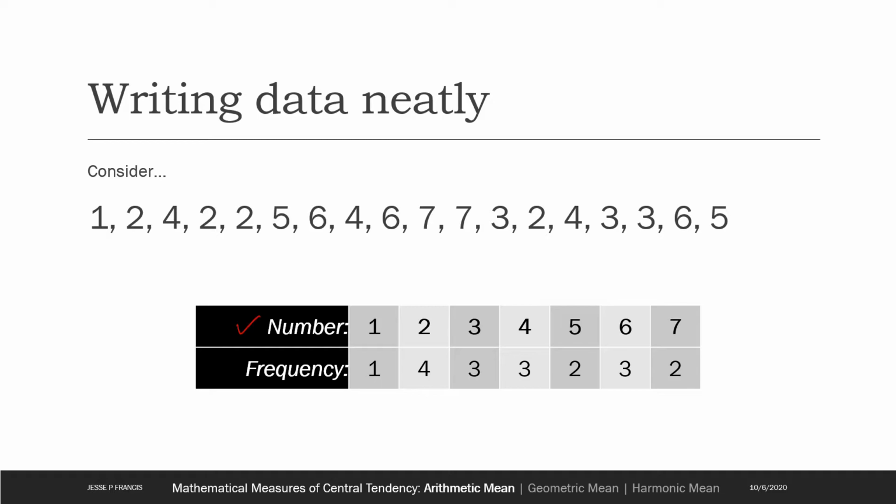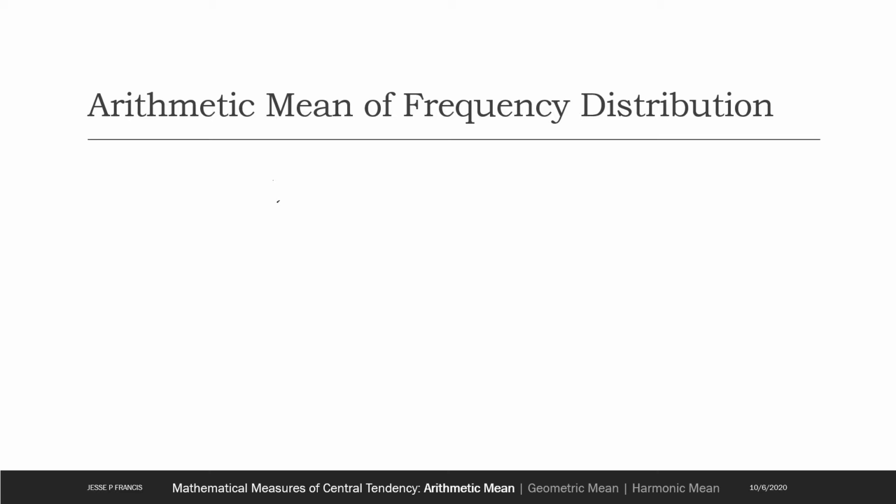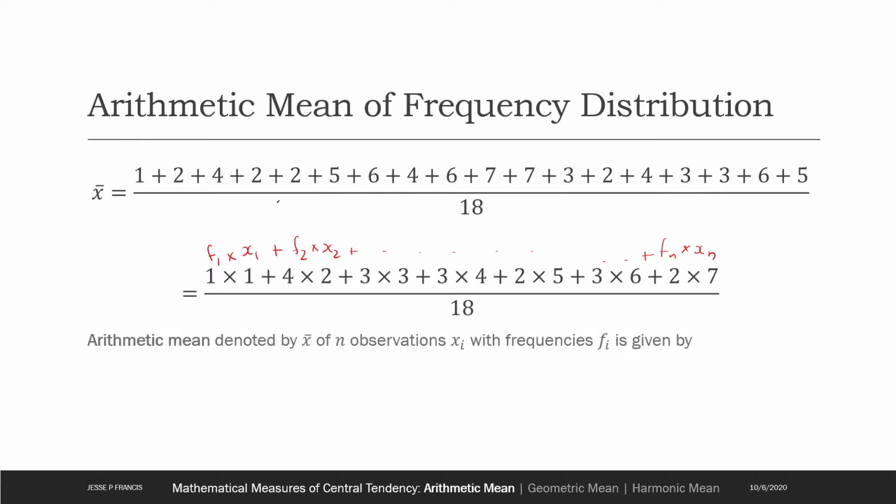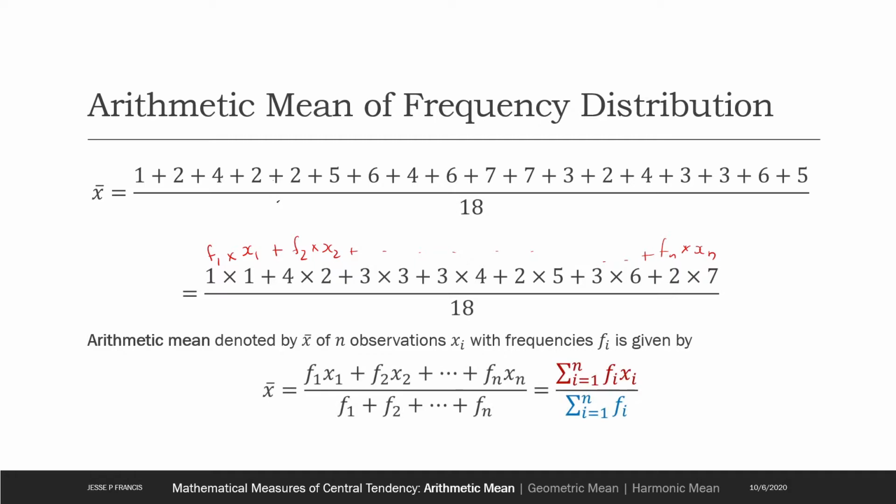Now, when the distribution is given in a frequency table, we need some modification to our arithmetic mean formula. Earlier, we observed that this entire equation can be rewritten as frequency of a number into that number plus frequency of the second number into the second number, and so on until frequency of nth number into xn. Taking inspiration from this, we will rewrite the definition of arithmetic mean. The arithmetic mean x bar of n observations xi, where each xi has frequency fi, that is x1 has frequency f1, and so on, will be equal to f1 into x1 plus f2 into x2 plus etc plus fn into xn, divided by f1 plus f2 plus etc plus fn.